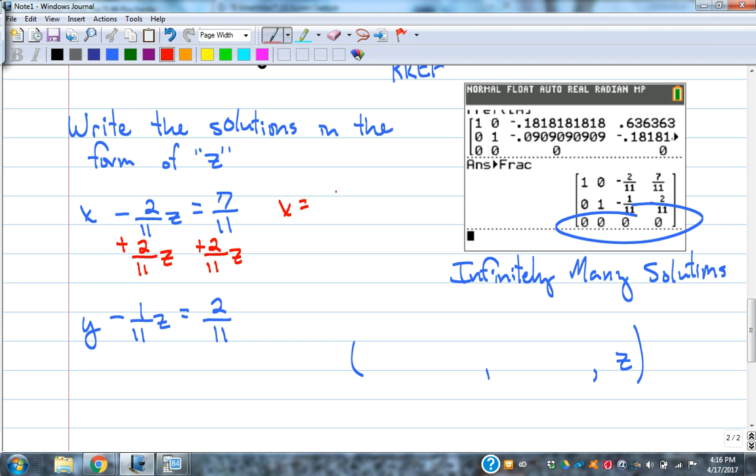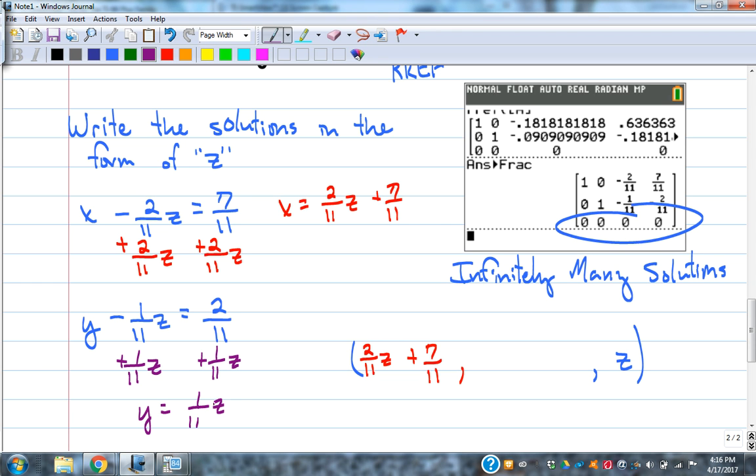So that's going to be x is equal to 2 over 11z plus 7 over 11. That's what the x position would look like. The second equation says y minus 1 over 11z is equal to 2 over 11. I can get y by itself for that one by adding 1 over 11z. So y is 1 over 11z plus 2 over 11.